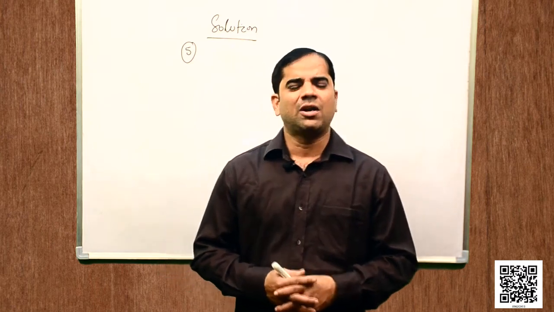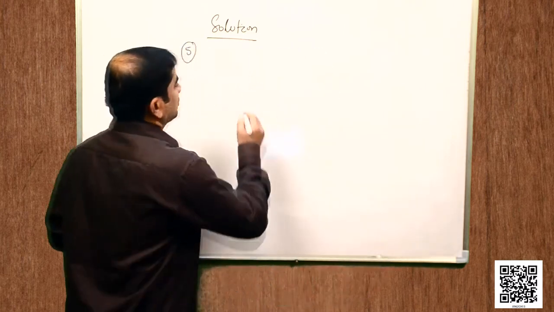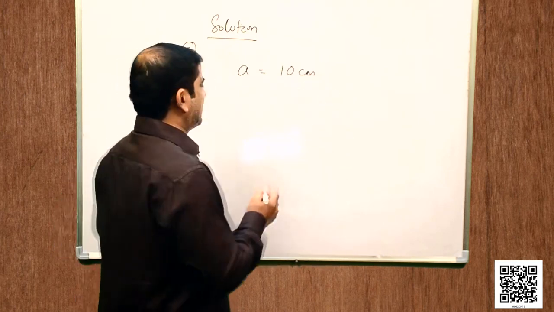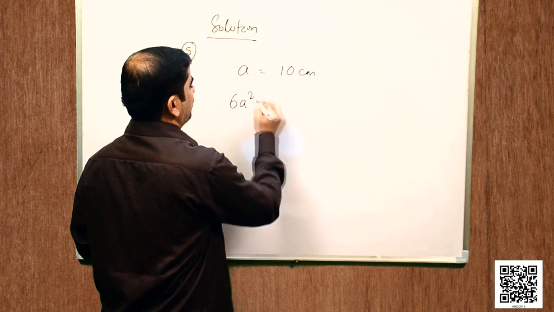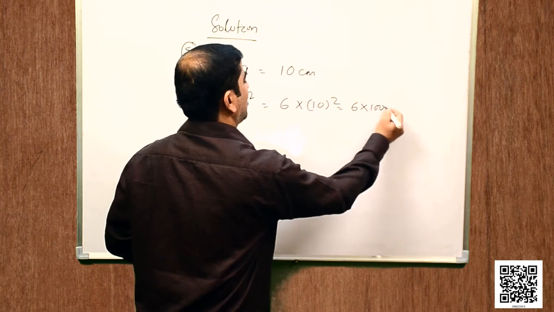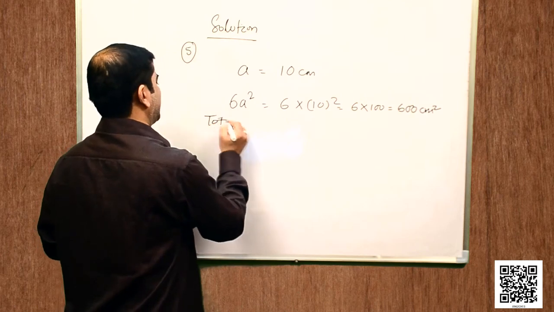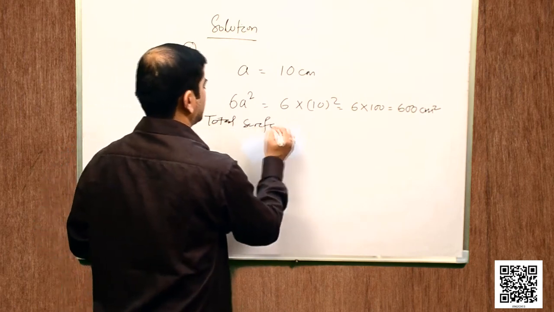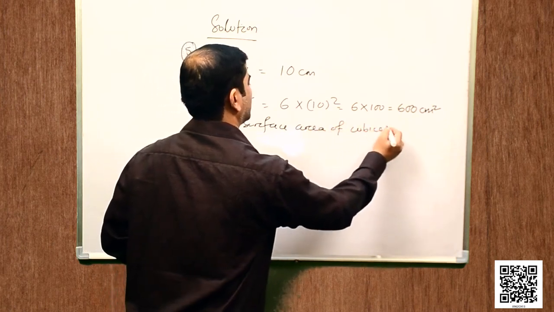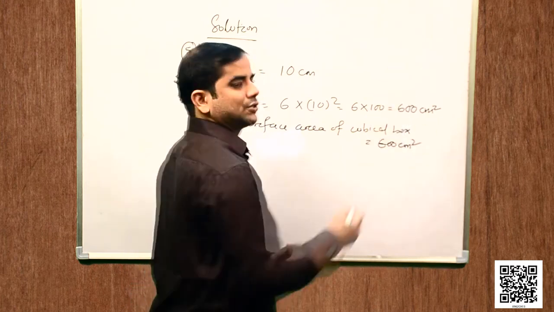Okay. Students, bit 2 asks which box has smaller total surface area and by how much. So let us find out the total surface area of the cubical box. So here a is 10 centimeter, and for total surface area the formula is 6a square. So 6 into 10 square, that is 6 into 100 or 600 centimeter square. So the total surface area of the cubical box is equal to 600 centimeter square.